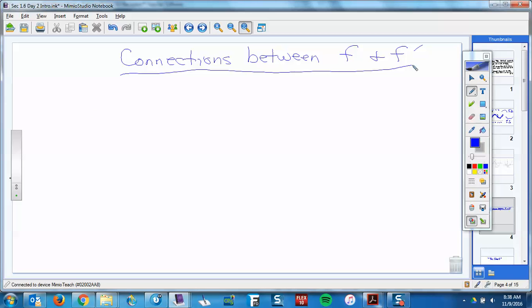All right. So let's start with what we were doing yesterday. So what's one thing we can figure out about F prime? F prime is what?